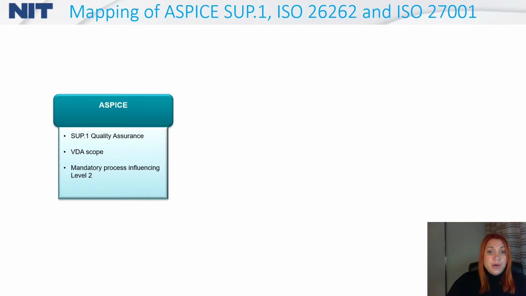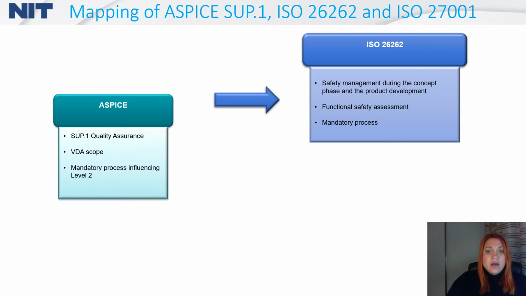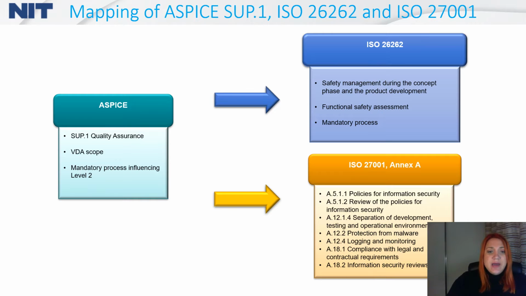Let's now map our supporting process quality assurance with ISO 26262 and ISO information security. You can see that Automotive SPICE defined quality assurance in the way that this is a mandatory process and it is heavily influencing level 2. And it is also part of the VDA scope. In ISO 26262, there is a mapping with the quality assurance from Automotive SPICE to safety management during the concept phase and the product development. It is also mapped in the way that you have some ASPICE assessments, and in ISO 26262 you will have functional safety assessments. And this is also a mandatory process.